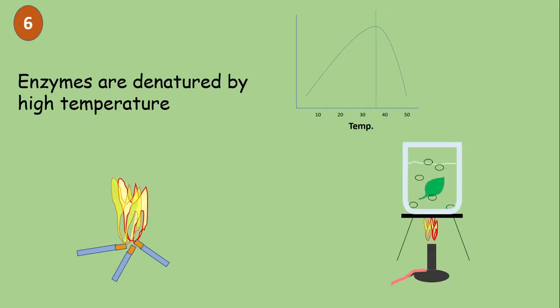And again, you're seeing the graph there showing that if, of course, we pass over a certain temperature, then the rate of reaction starts to fall. And of course, you know, eventually the organism will die.